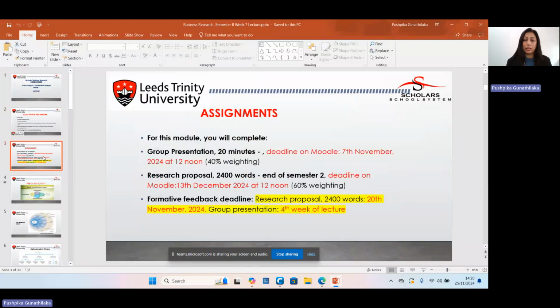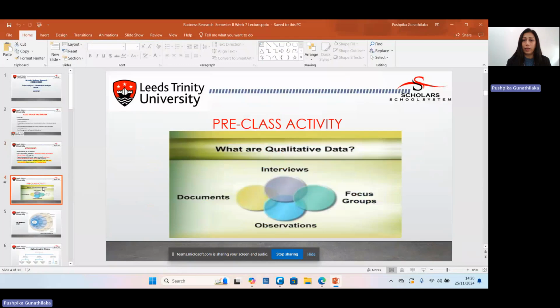Before we start the discussion, I will explain about the assignment which is due in December. So we have to write a 2,400 word research, to be submitted by 13th December. So this discussion will be helpful for that. We are talking about qualitative data that we collect through interviews, focus groups, observations, and through different documents.